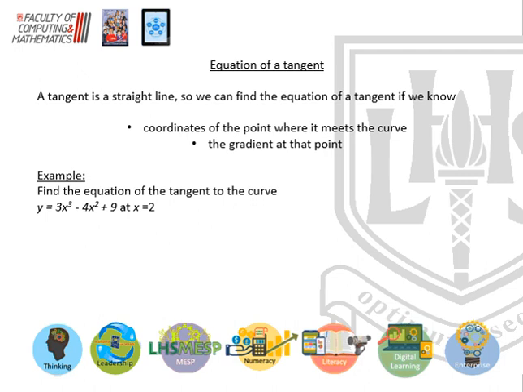Okay, there's an example there. Find the equation of the tangent to the curve y equals 3x cubed minus 4x squared plus 9 at x equals 2. I would pause the video just now, have a wee try at that, and then I'll move on and show you how it's done.